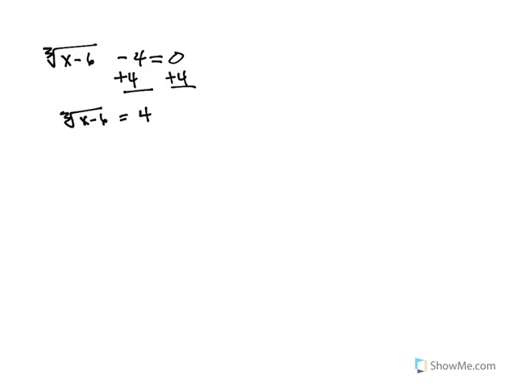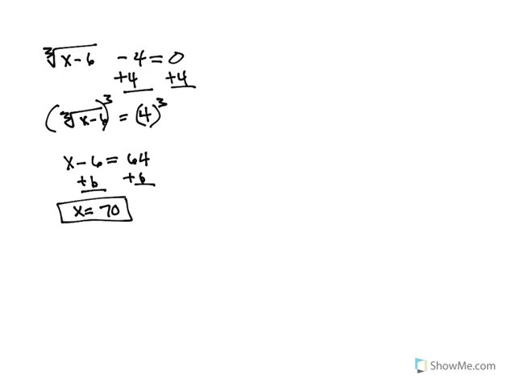Now, since my radical is isolated, I can figure out what power to raise it to on both sides. Because it's a cube root of x minus 6, I'm going to raise both sides to the third power. When I do that, on the left side the radical and the exponent cancel each other out, and the right side equals 64. I'm trying to solve for x, which means isolating it, so I add 6 to both sides. X equals 70. Problem is done.